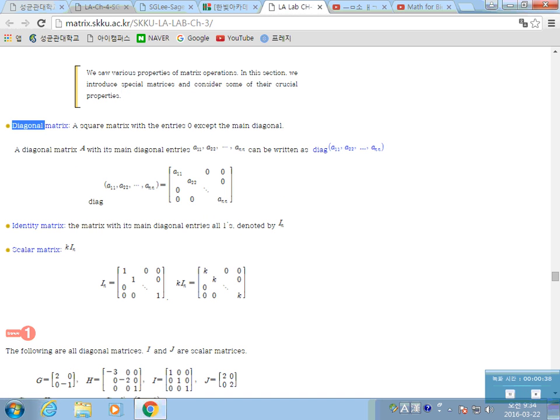First, diagonal matrix. It is a square matrix whose entries, except the main diagonal entries, are all zero, like this. The diagonal matrix is a square matrix whose off diagonal entries are all zero. So this matrix can be written as diag of these, where each a_ii represents the entries in the main diagonal. So when you write this, this means this type of matrix.